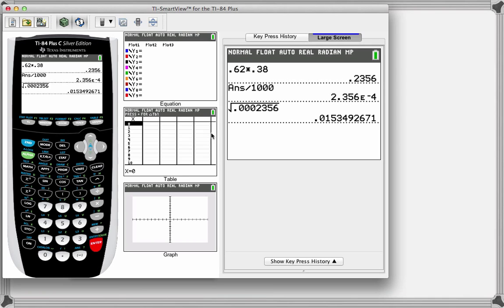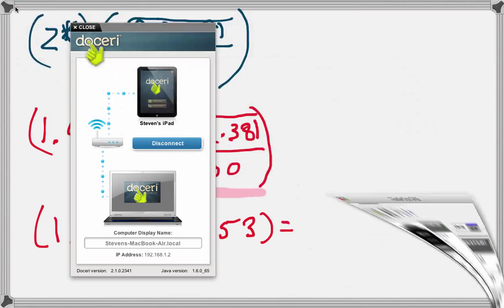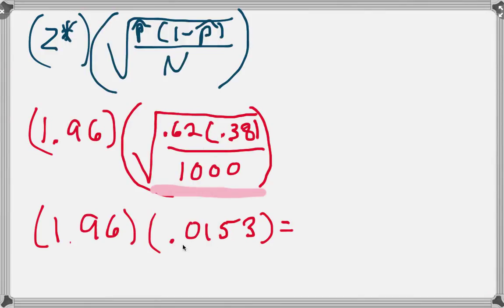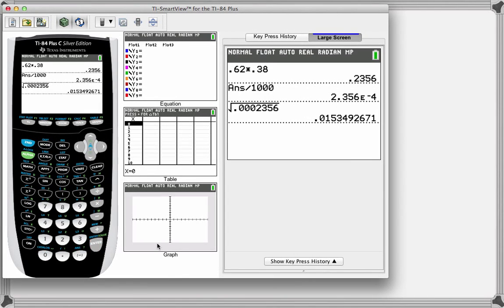So now we're going to times that by, I'm going to minimize this for a second. I don't know why it did that. I want to times these two numbers together. Now give us our margin of error for our sample proportion. So 1.96 times 0.0153. Get my handy dandy calculator here.